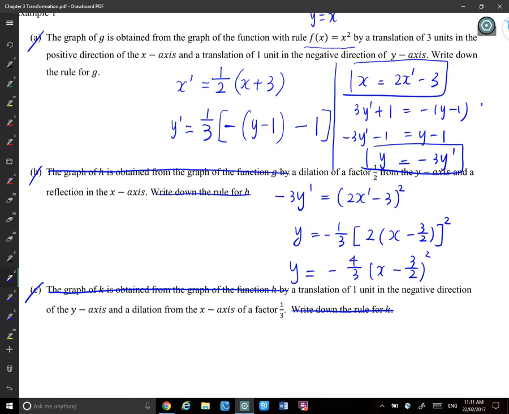Okay, that's how you do this type of questions. Doesn't matter how many things it has been talked about, you just keep writing that in your equation and then make x and y to be the subject. Any questions? No question? No?